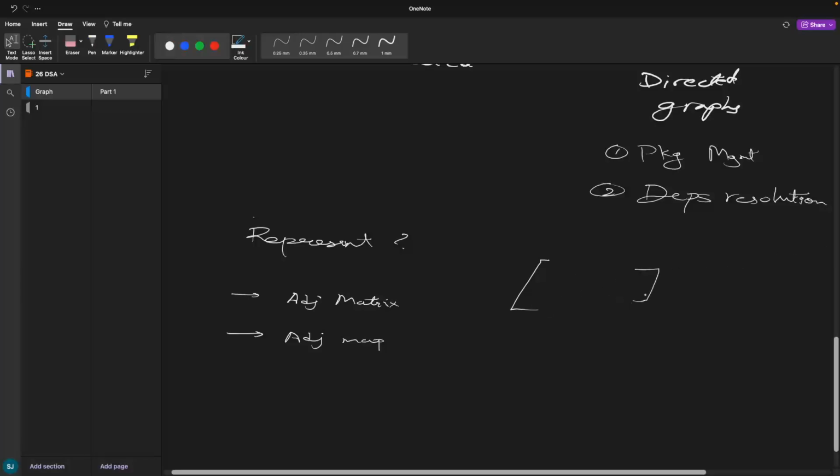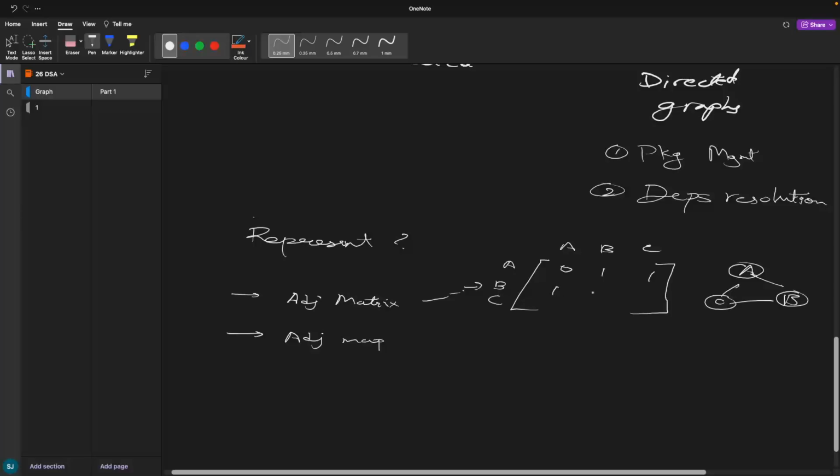Assume this is your matrix, and say you have A, B, and let's say C as well. So you put A, B, and C here, and A, B, and C here. Is A connected to A, meaning is there a self loop? It shouldn't be, so I'll put 0. Is A to B connected? Yes. Is A to C connected? Yes. Is B connected to A?